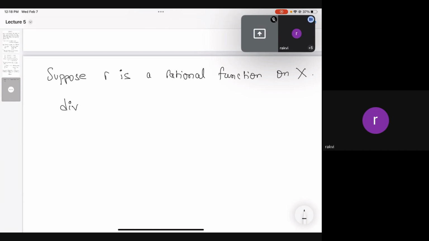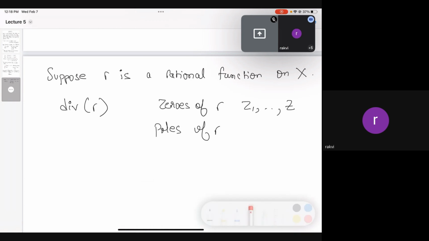So associated to this function, I can define a divisor. And how do I do that? Basically, I collect all the zeros of this function. Let me call them Z1 to Zr. And then I also collect the poles of this function. Let me change the name, let me not use the same R. Let me say it's T or something. And let me also collect all the poles of T. Suppose they are P1 to Ps.